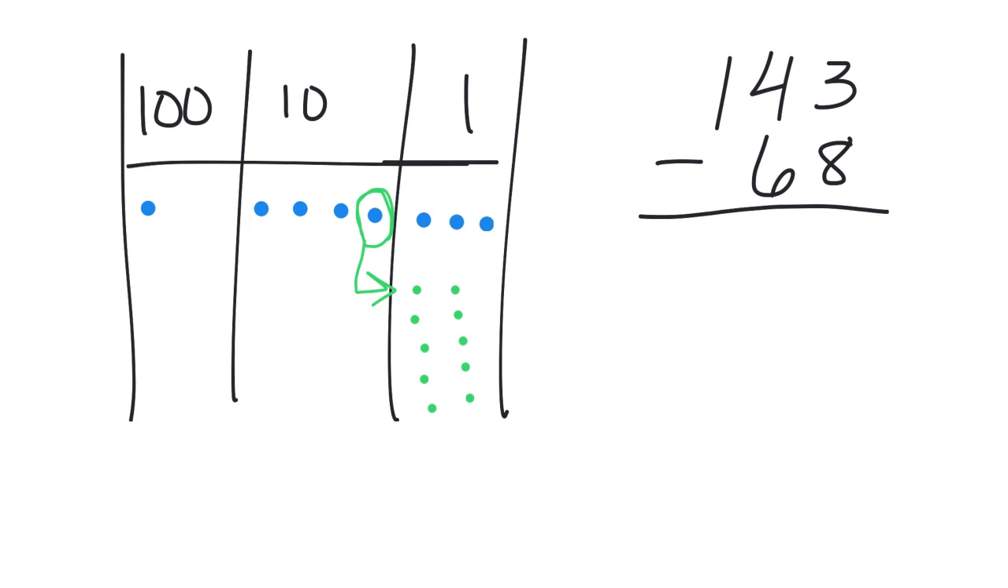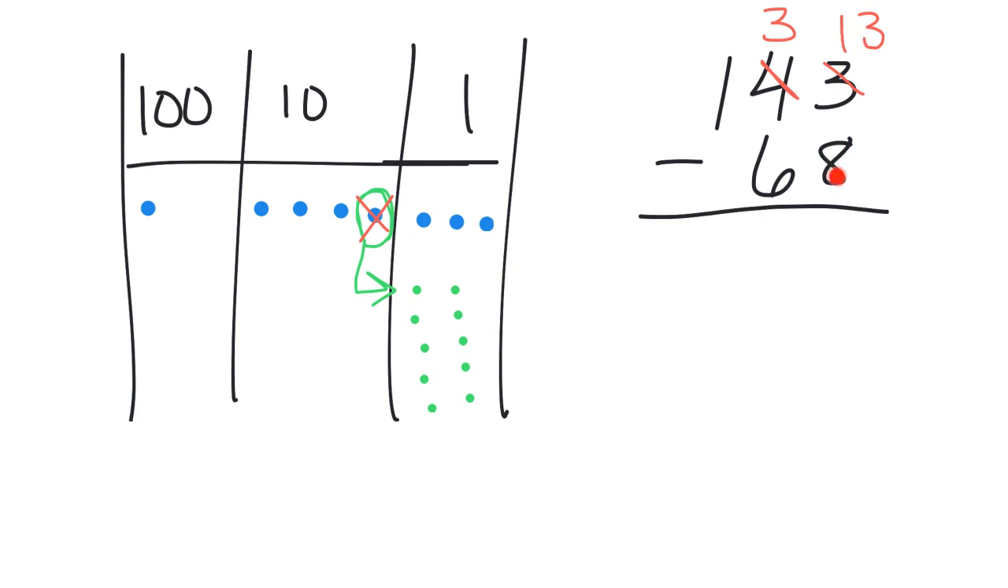So I no longer have 3 ones. I now have 13 ones. I no longer have 4 tens. I now have 3 tens because this guy got cashed in to give me 10 extra ones. So now I have 13 ones.